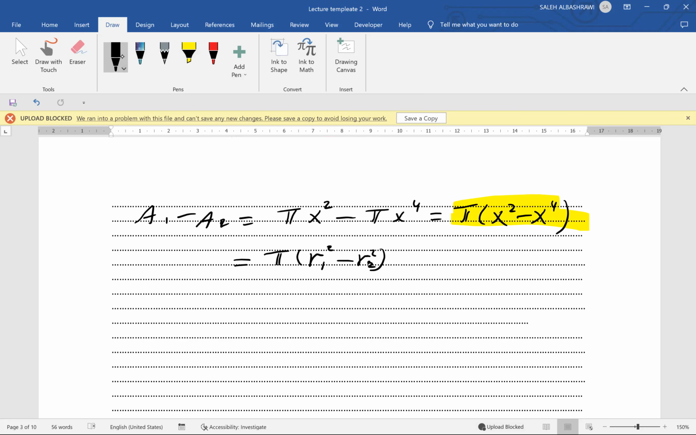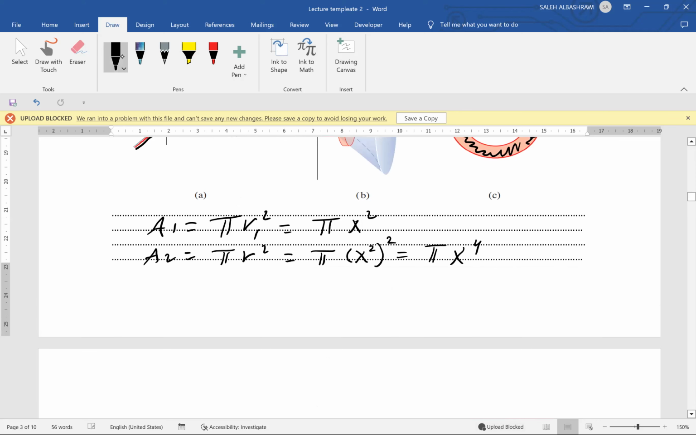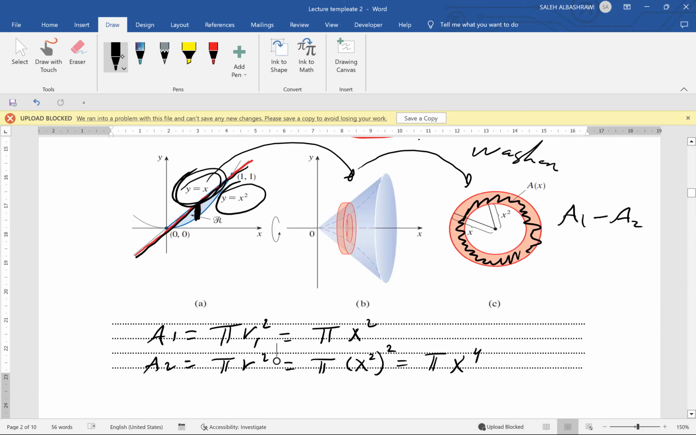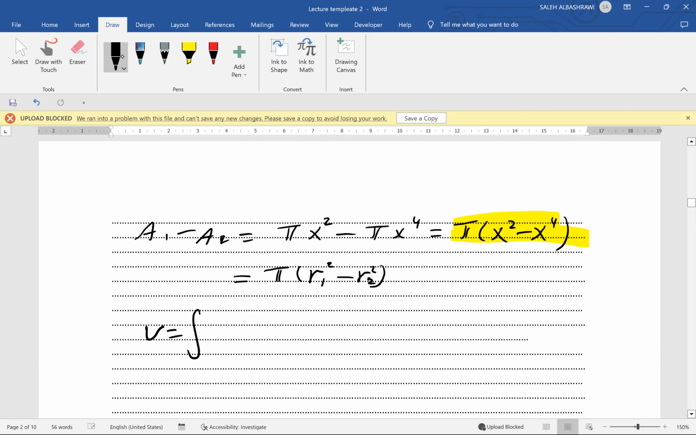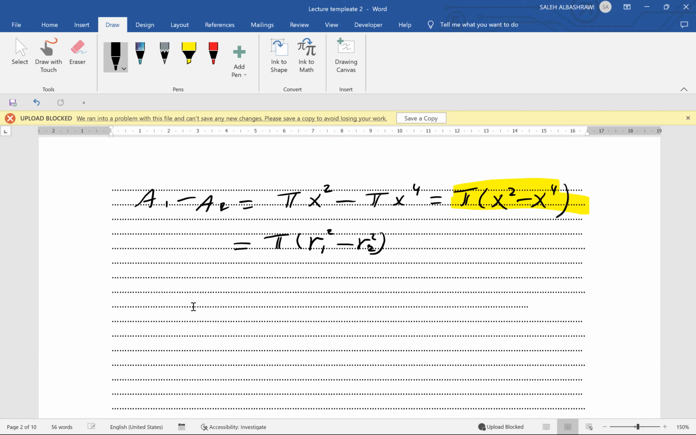All I need is to integrate the cross-sectional area. So the volume in this case is the integration of it. Now A and B are given there in the figure. It is from 0 to 1, just the intersection point. If it is not given, then we can find A and B, the limits, to find the interval.